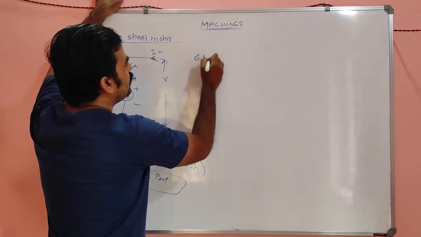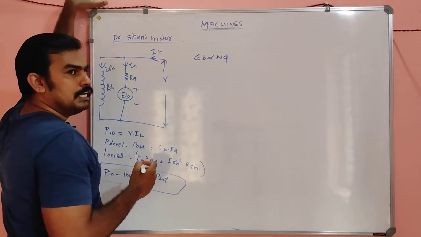Again, Eb will be proportional to what, my dear? N phi. Am I correct? Eb will be proportional to N phi.